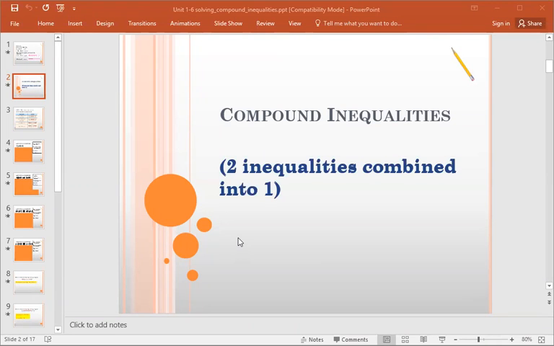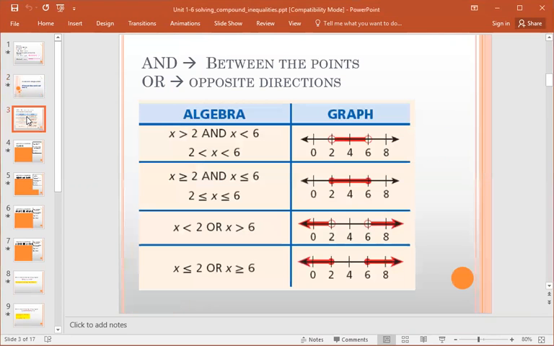Hi everyone, today we are discussing compound inequalities, which is where we take two inequalities and combine them into one. So we have inequalities that have "and" and inequalities that have "or." If we see an "and," it means that the graph is between the points. If we see an "or," it means the graph is going in opposite directions.